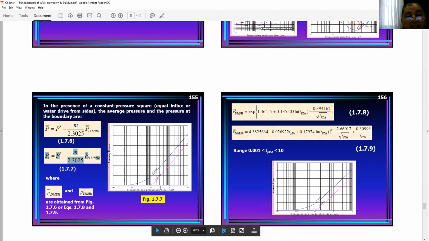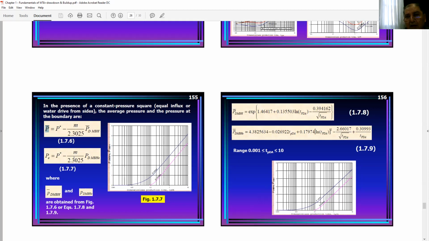So now in the plot, you have two lines. One of them is going to give you P-dash DMBH. If you know P-dash MBH, then you will be able to calculate average reservoir pressure, that is P-dash. The second one is going to give you what is called PDMBHE. Then we are going to calculate PE, and P is calculated from this model.